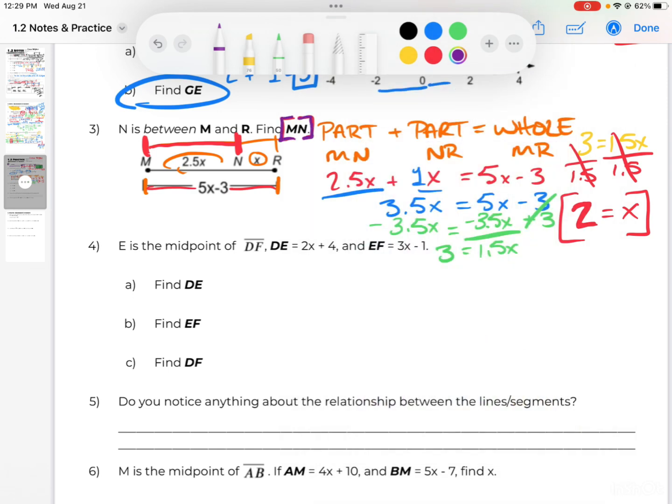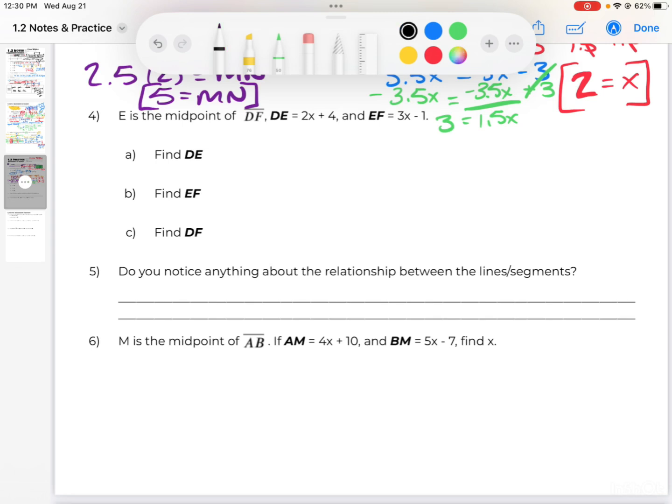You are looking for MN, which means you're now going to take this expression, 2.5x, and instead of putting x, you're going to put in the 2 that we just solved for. 2.5 times 2 equals 5. So the distance of MN is 5.